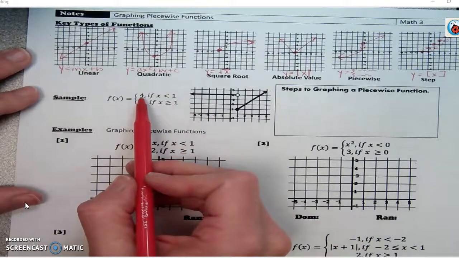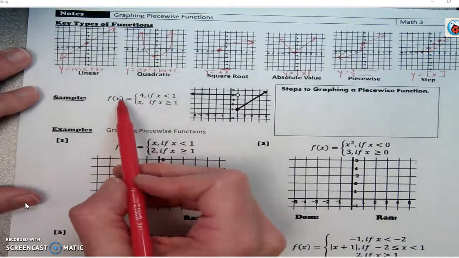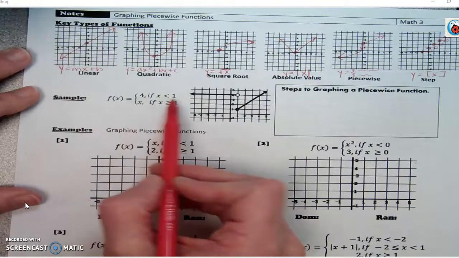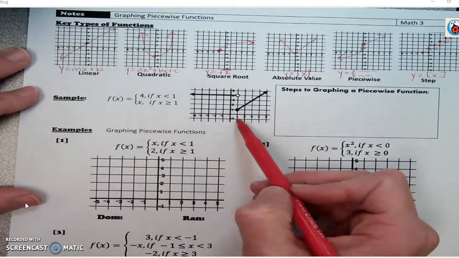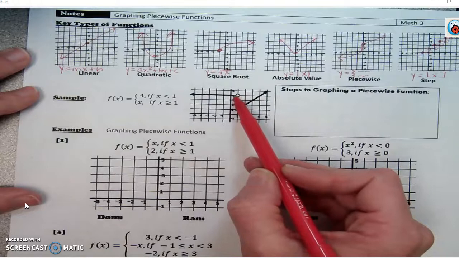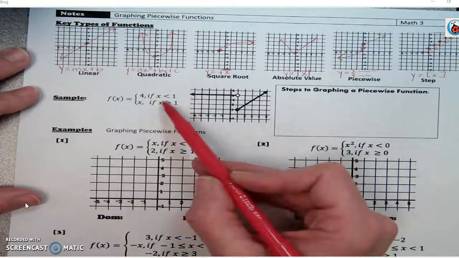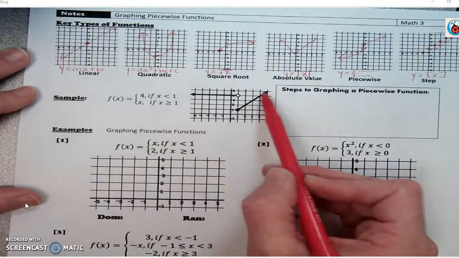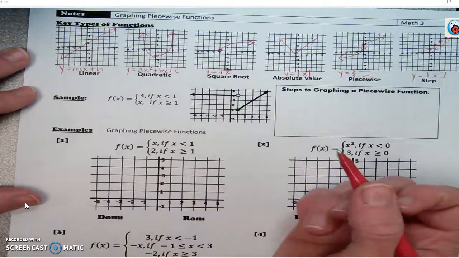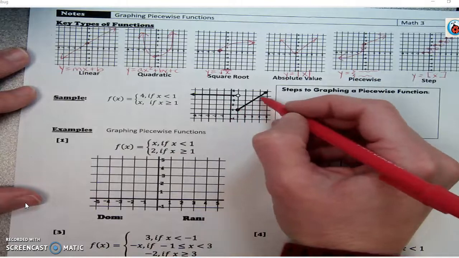So the first part of the function is all your y values are 4 for anything where x is less than 1. So here is where x is 1 and all your y values are 4. It is not equal to 1, so you have an open circle. For anything greater than 1, you have the linear function, just x, where your slope is 1.